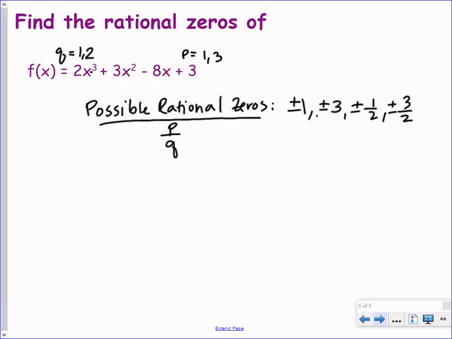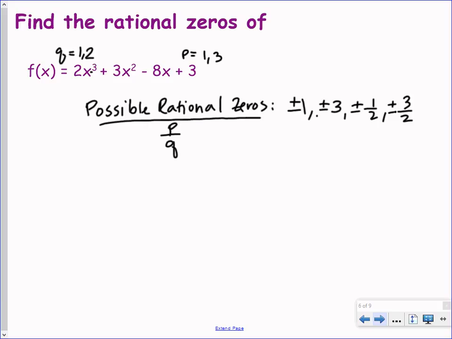Because that's degree 3, how many total solutions should I have? 3. Okay. Now, not all of those solutions have to be rational. Some of them could be irrational or even imaginary, and they're not on that list. Okay, so the only things I'm finding on this list are rational zeros.